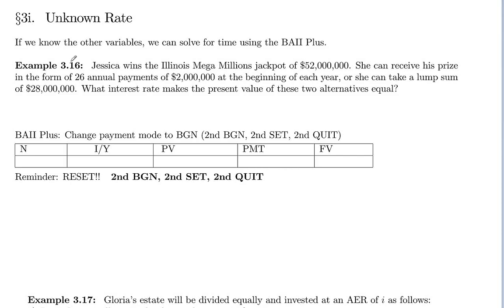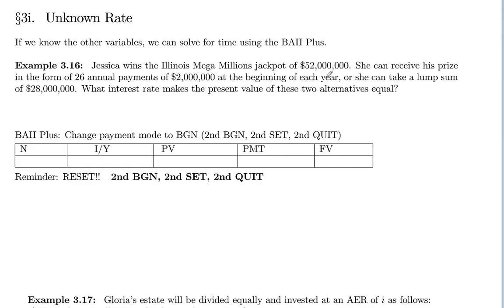Here in example 316, we're looking at the idea of unknown rate, so solving for an unknown rate. Jessica here wins the Illinois Mega Millions jackpot. The jackpot was $52 million, which is actually modest for Mega Millions these days. We've seen it get up to almost even over $1 billion.